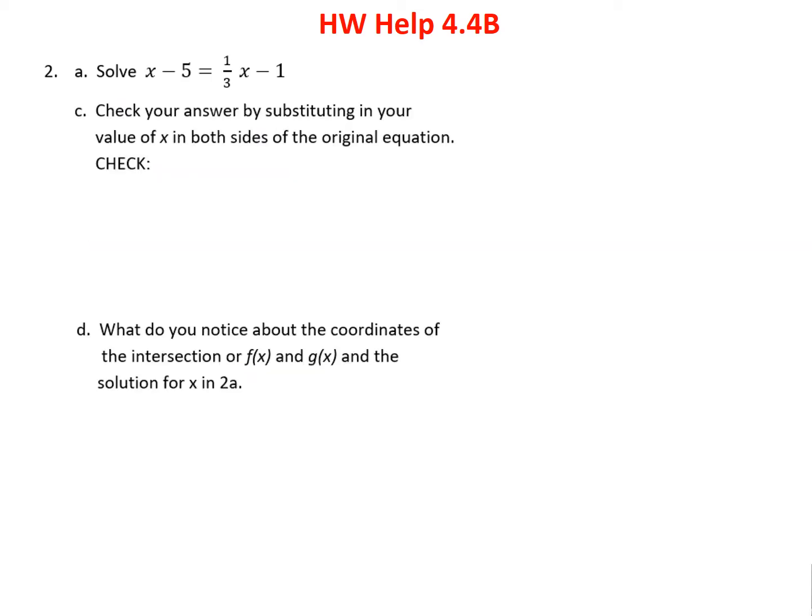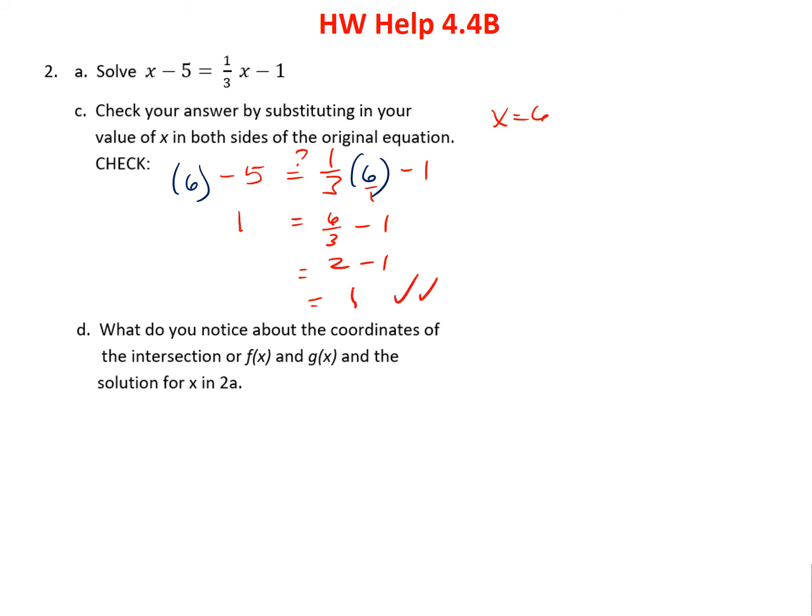So once again, they want us to check the answer by putting our answer in here. Remember, the answer was x equals 6, so we put in 6. 6 minus 5 on one side, and we're seeing, is that equal to 1/3 times 6 minus 1? This side, 6 minus 5 is 1. This side, 1/3 times 6, remember that could be written as 6 over 1, is 6 over 3 minus 1, which is 2 minus 1, which equals 1. So notice they are equal, and so we know that is the correct solution.